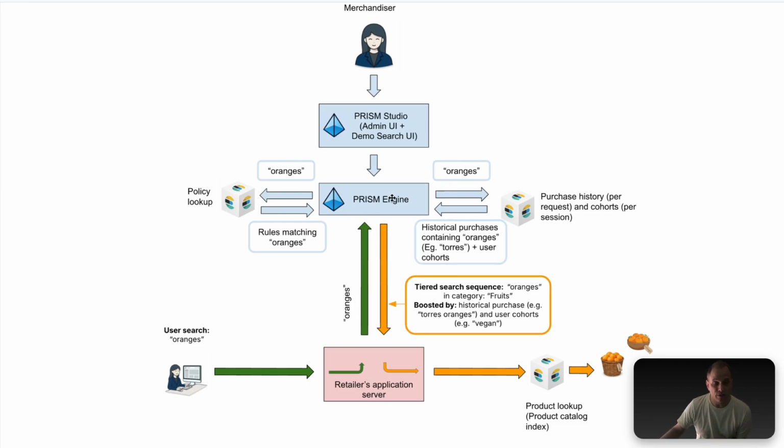Effectively, the user purchasing history is checked. Has that user purchased anything related to, in this case, bread? And if so, well, let's return that. Then the PRISM engine will create a rewritten query that has boosts for the particular bread that user, or the breads that user has purchased in the past. The rewritten query is returned to the application server, and that is then executed against a product catalog. And at that point, the user will receive personalized results.